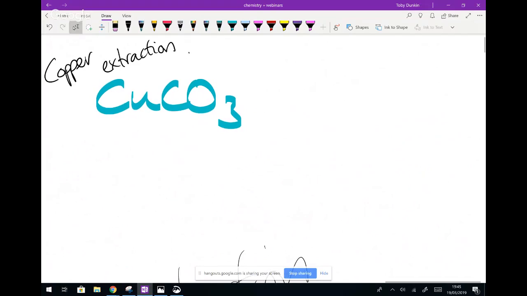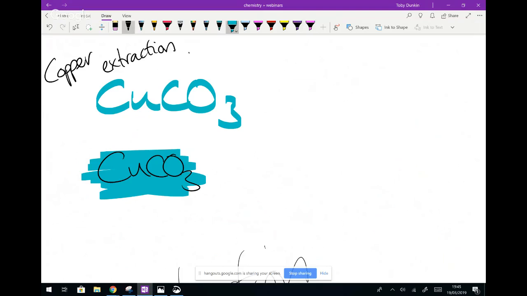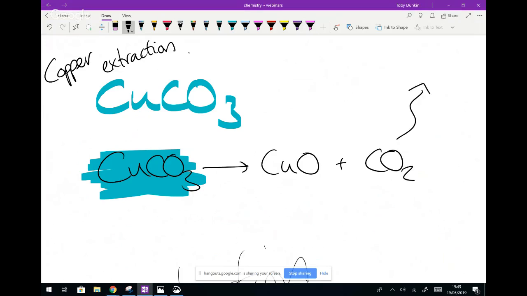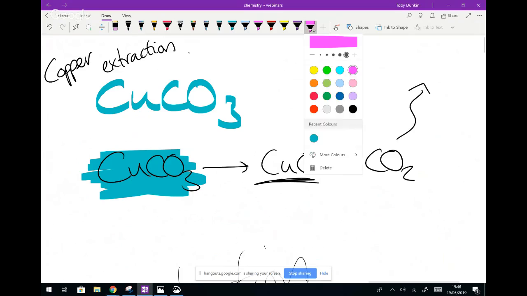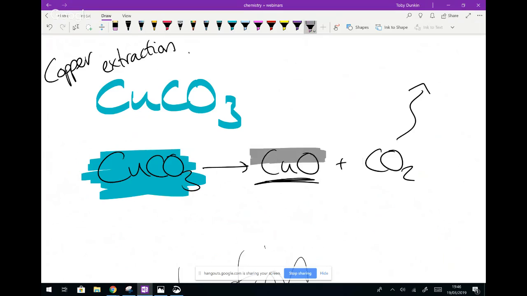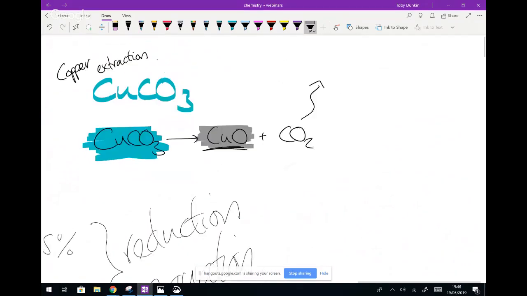Now, the first method is to use the blast furnace. We take copper carbonate and we heat it. It starts off blue-green. Now, guys, every year this is on your paper. And when you heat this, it turns into copper oxide, and the CO2 is released into the atmosphere. And copper oxide is black. So I'm just going to try and shade that in. It turns completely black. So real change in color.